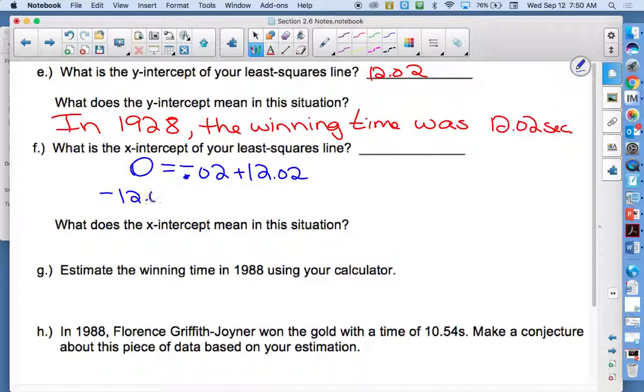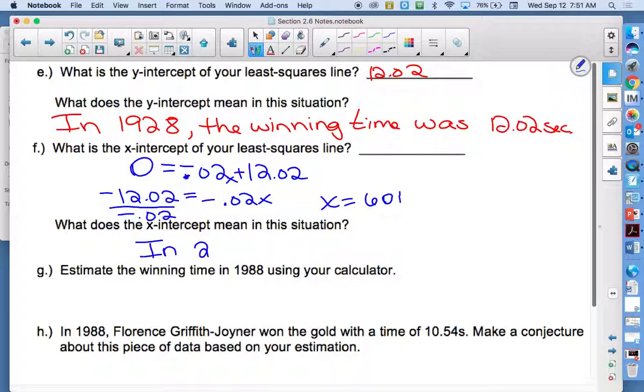Take the 12.02 to the other side. And then when you divide by negative 0.02, what do you get? I got 601. 600 and, what'd you say? 601? Maybe I get something different? Alright, so what does that mean? I said in the year 2529, the winning time is 0 seconds.